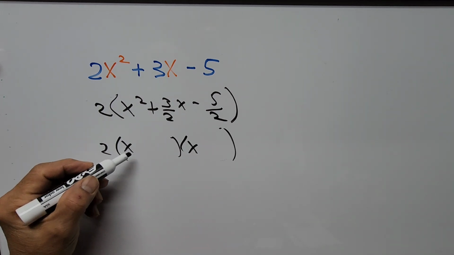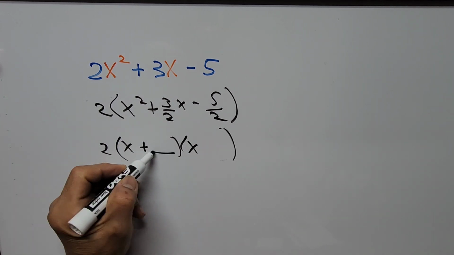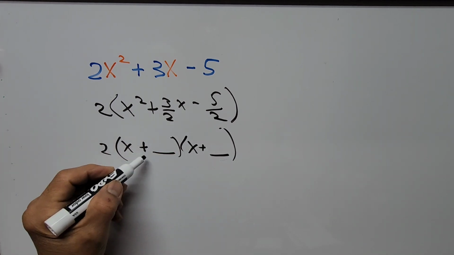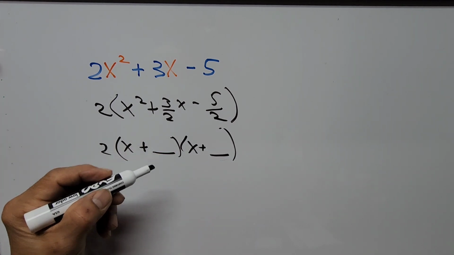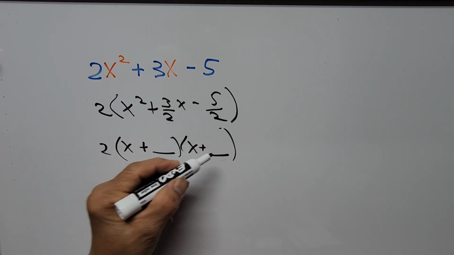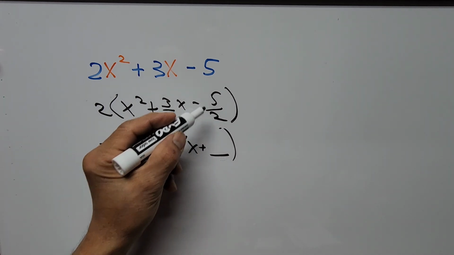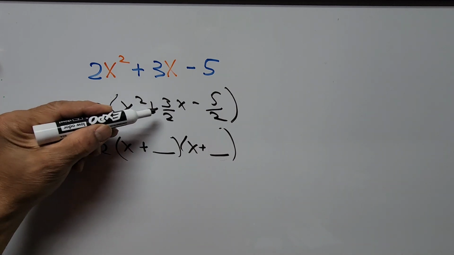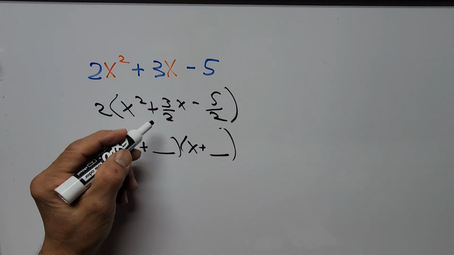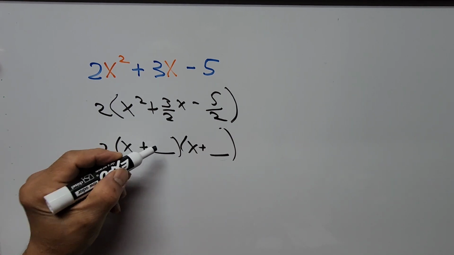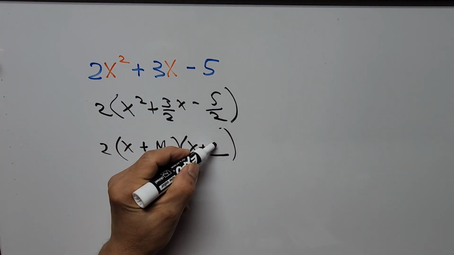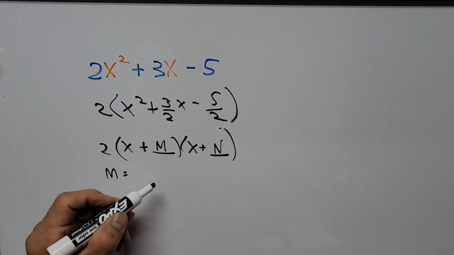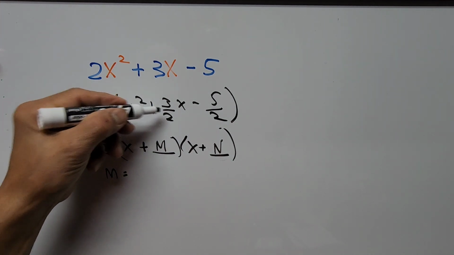And what are the factors of this expression in the parentheses? We have add here and blanks on both sides. If these factors are multiplied, the product will be negative 5 halves. And if these factors are added, the sum will be 3 halves, the coefficient of the middle term. We call one factor m, and the other factor n. So m here will be half of the coefficient of the middle term.